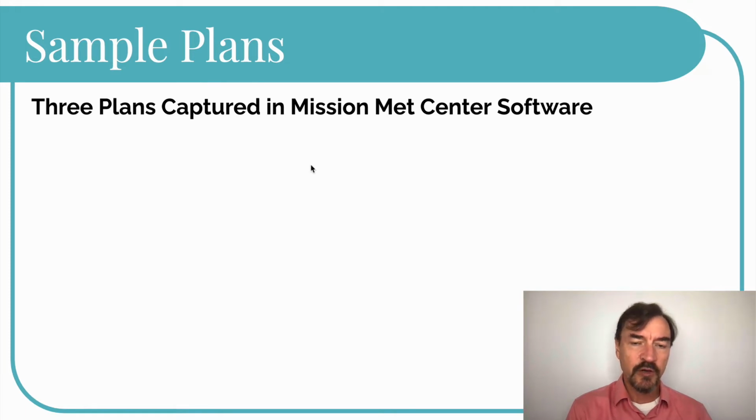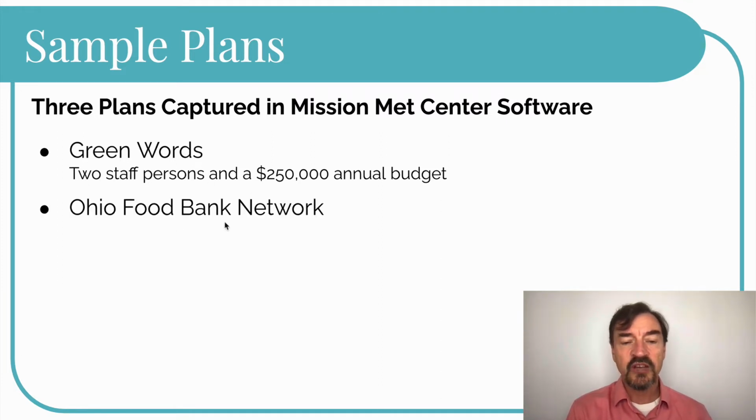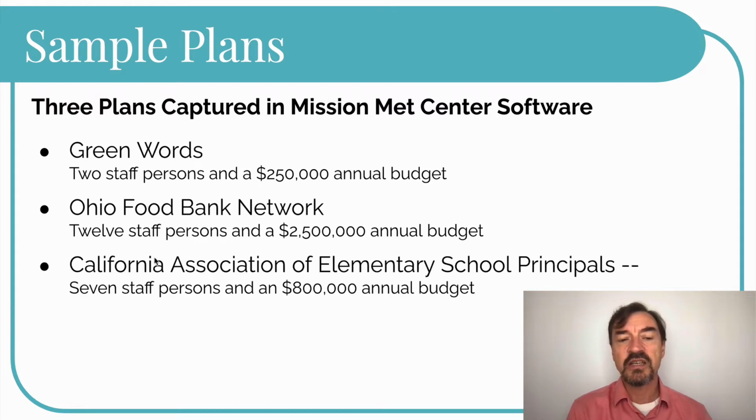So the plans that I'm going to share, there are 3 of them that are in the Mission Met Center software. And these 3 plans are all fictitious. The first one is for an organization called Green Words. It's got a couple of staff persons and a $250,000 annual budget. Ohio Food Bank Network has 12 staff persons and a $2.5 million annual budget. And this is an association here that's got 7 staff persons and an $800,000 annual budget.